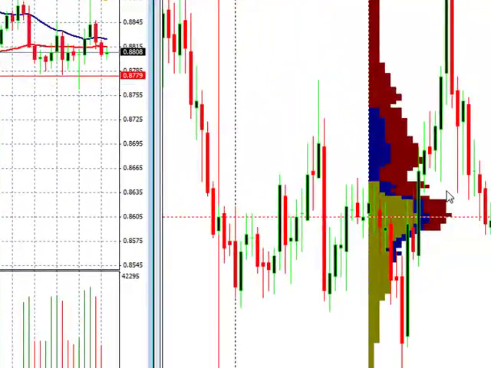And when we come over to market profile, that's exactly what we see. This is our point of control. This is where our heavy volume is. So buyers are finding value here.